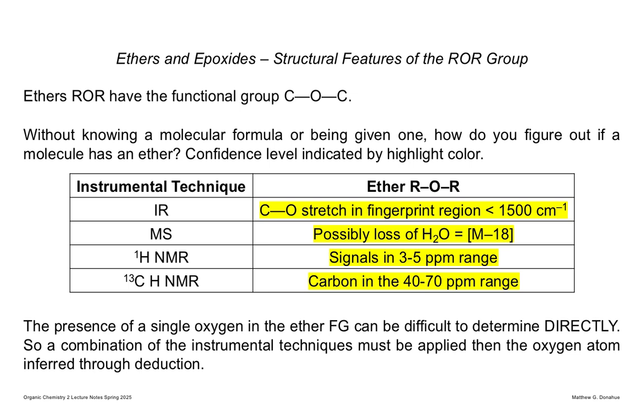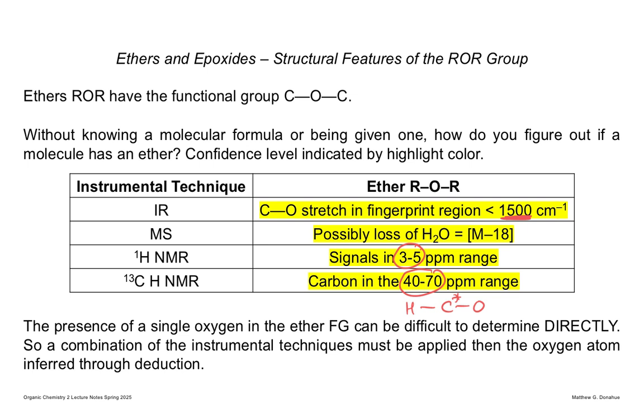If you're lucky, you might see something in the fingerprint region, but again, we ignore that. Proton and carbon NMR are a little bit more helpful because then you start seeing signals that are past your normal CH or C for sp3 hybridized carbon. When they're in these regions, 3 to 5 ppm or 40 to 70, that's indicating to you that the carbon atom has some heteroatom on it.